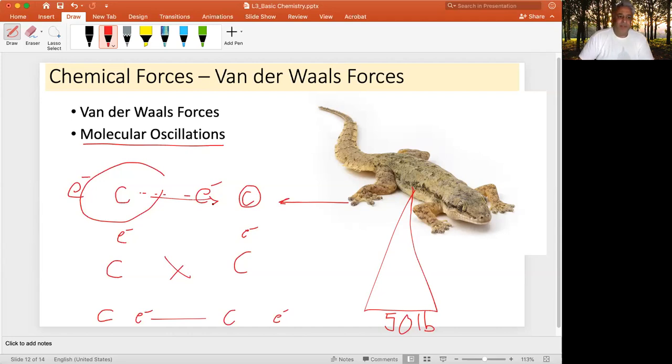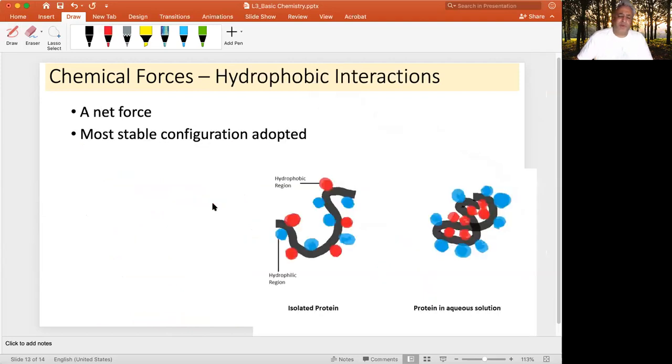It's amazing. So van der Waals forces by themselves are temporary and tiny, but when you multiply them by the number of contact points between two surfaces, you have a significant force. We'll try to take that concept up in a worksheet. And the final one is hydrophobic interactions.